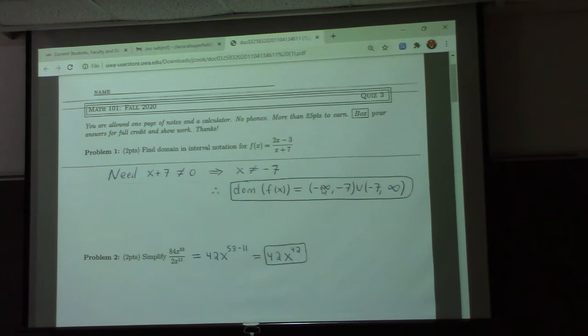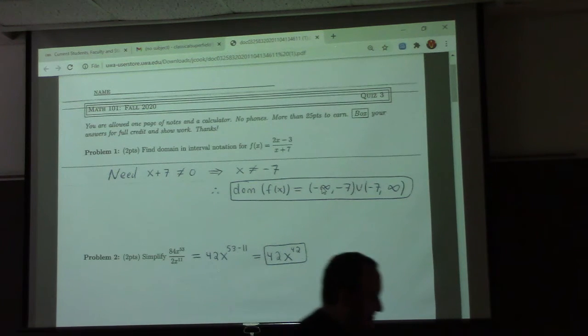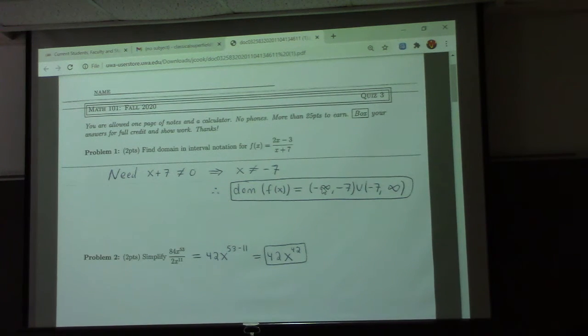Hey, can I get partial credit if I did positive infinity, -7 instead of negative 7 to positive infinity, like positive infinity and then comma -7? I mean, you could change the order of the union. That wouldn't change the answer. Like you could certainly write -7.